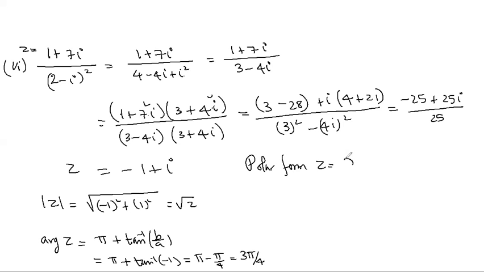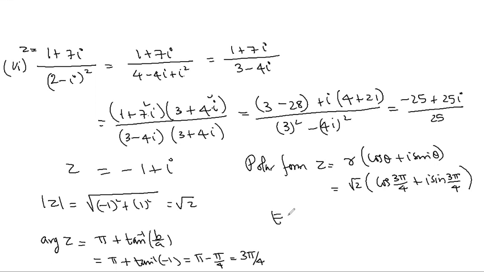So you can write polar form z equals r into cos theta plus i sin theta. r is root 2, so root 2 into cos 3 pi by 4 plus i sin 3 pi by 4. Then you have to write exponential form: r e raised to i theta, root 2 e raised to i 3 pi by 4.